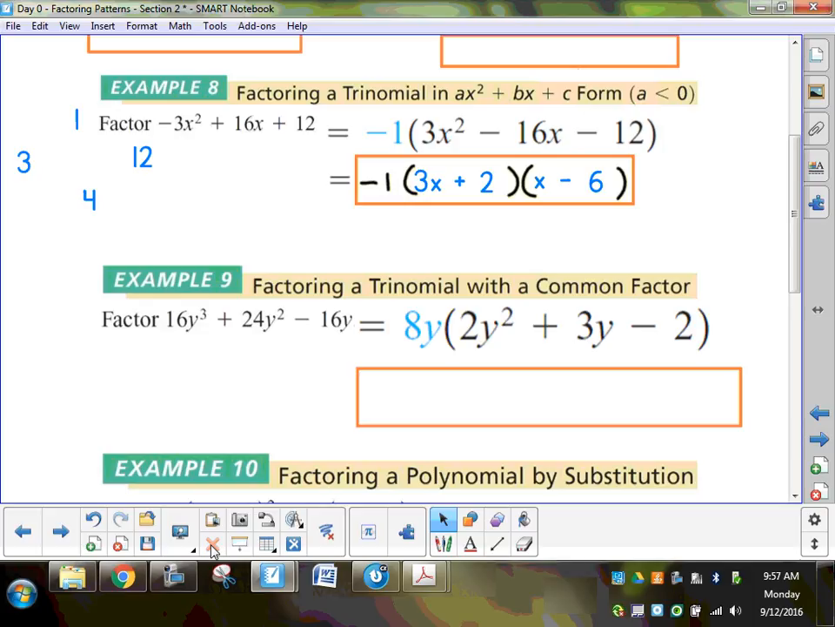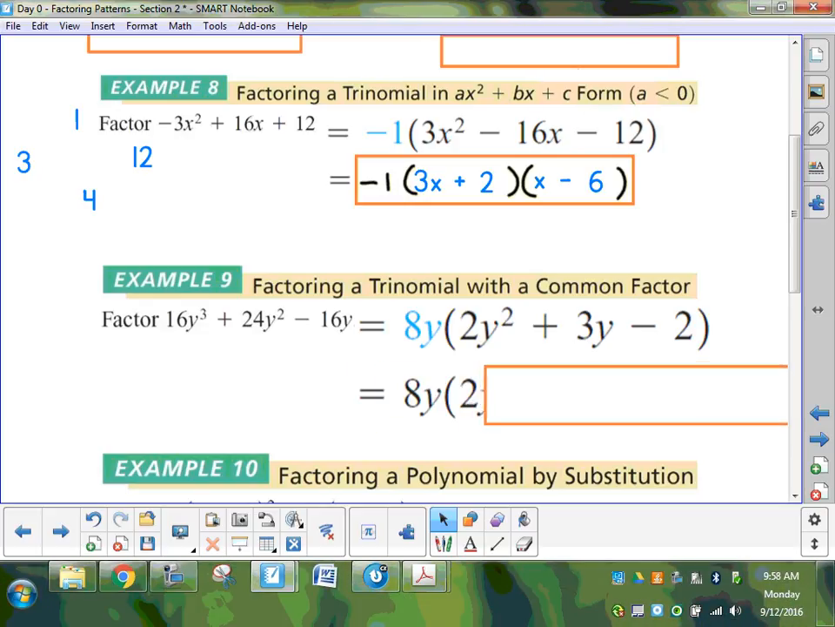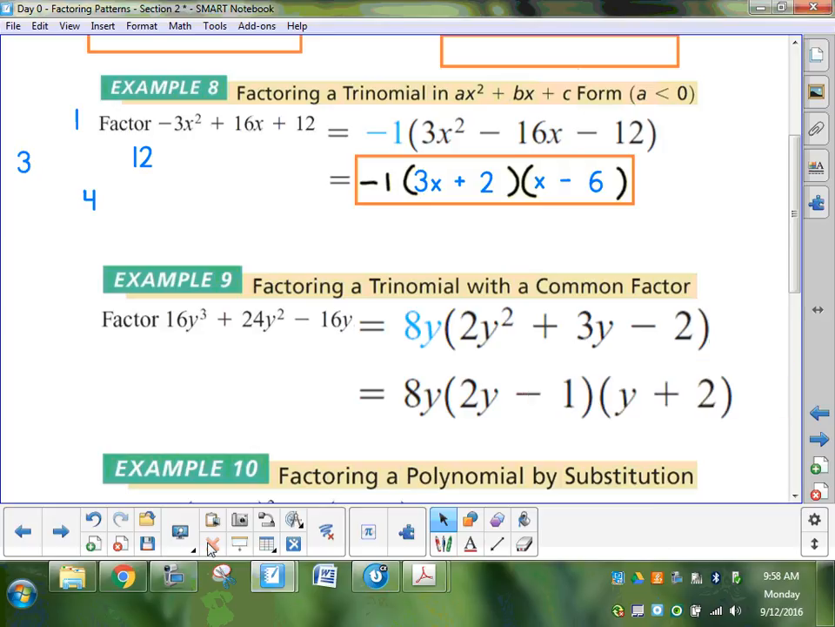Marissa T, did you get what this would be? Yes. What did you get? 8y times the quantity of 2y minus 1 times the quantity of y plus 2. Could you have the 2 here? No. Because it would create a GCF. Immediately that's locked out. So you go from 4 choices down to 2 right away.